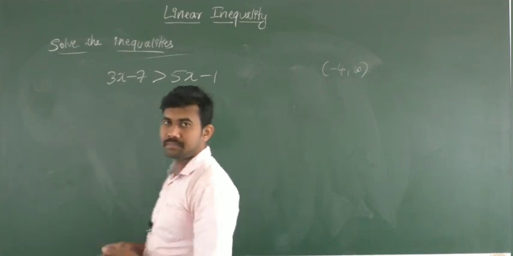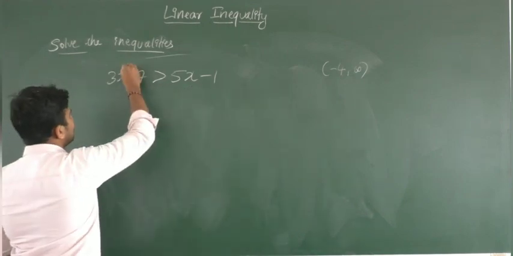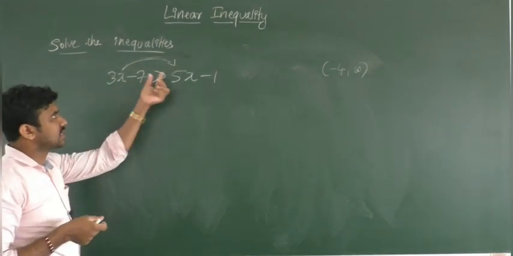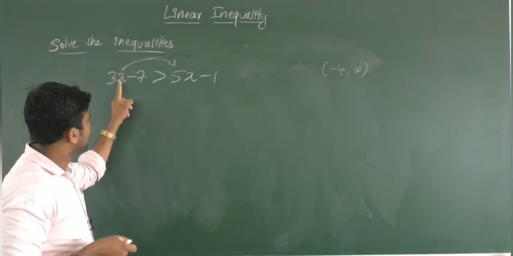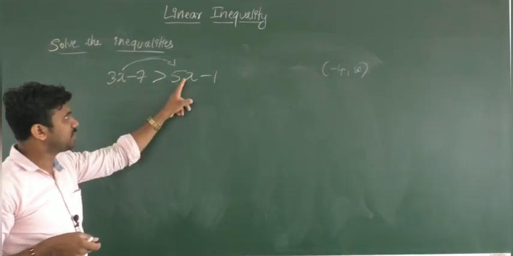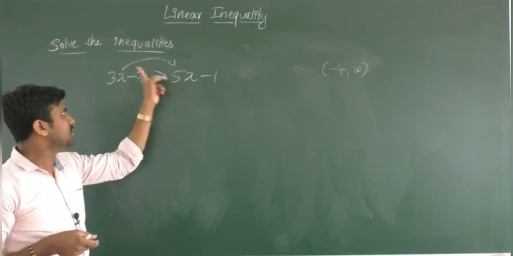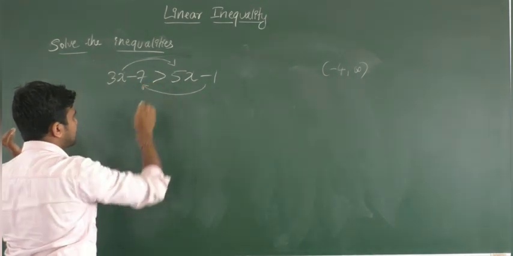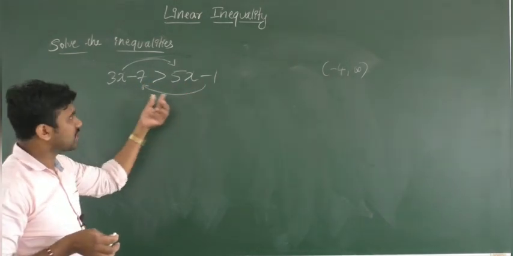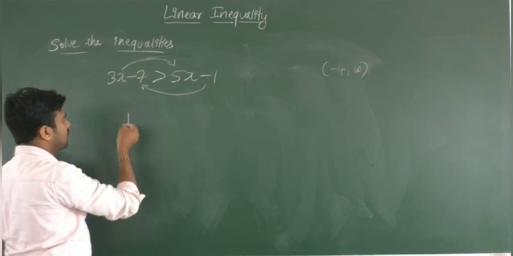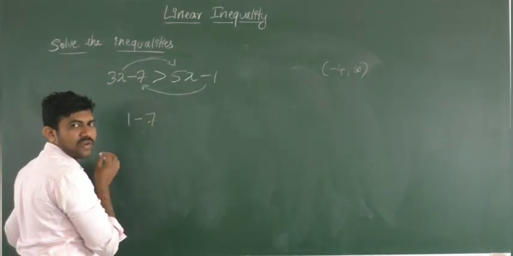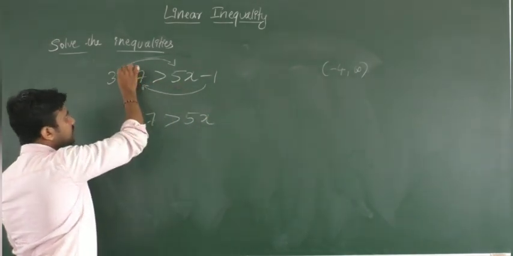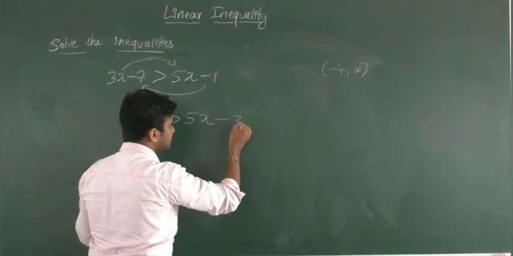Okay, now see what we'll do here. Bring 3x to the other side, because 3x is less than 5x. The coefficient of x is 3 and the coefficient of x is 5, so 3 is less than 5, so bring 3x to the other side and the constant to this side. So what does it become? Minus 1 comes to this side, it becomes plus 1, and minus 7 as it is, greater than 5x as it is, but bring 3x to the other side, it becomes minus 3x.